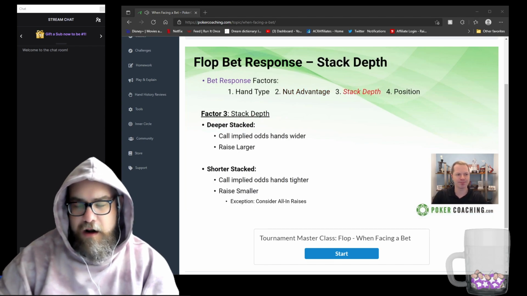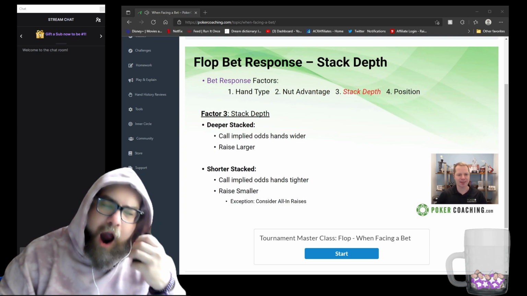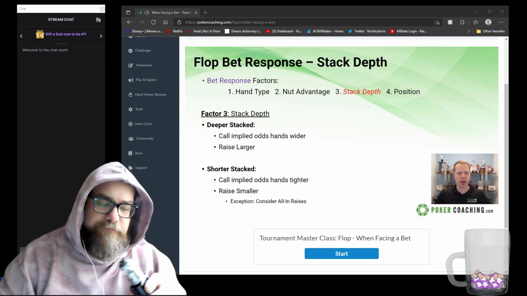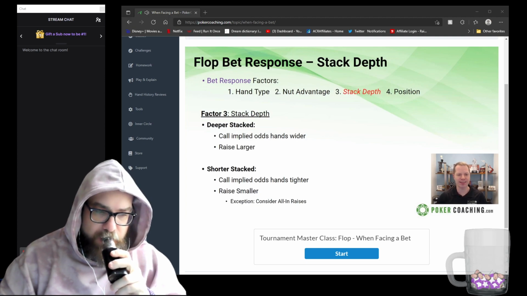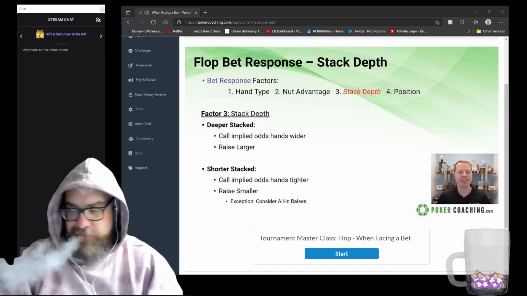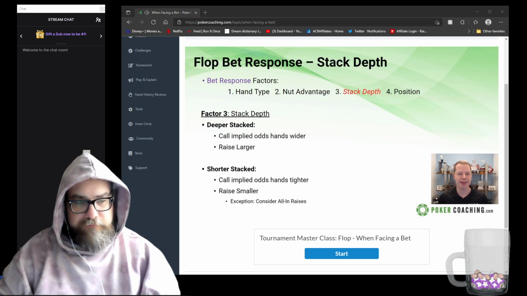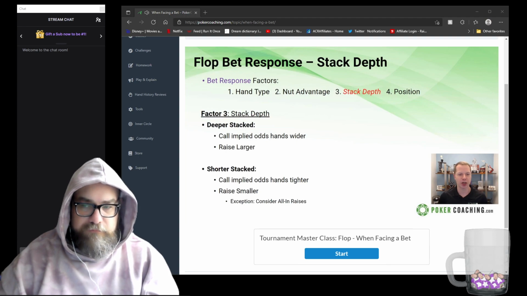All right, stack depth. As always, when you are deeper stacked, you want to call more often with hands that realize their implied odds decently well. These are going to be backdoor draws and hands that could conceivably make the nuts, because when you do make the nuts, even though it's going to happen very infrequently, you're going to get paid off for a very, very large amount.